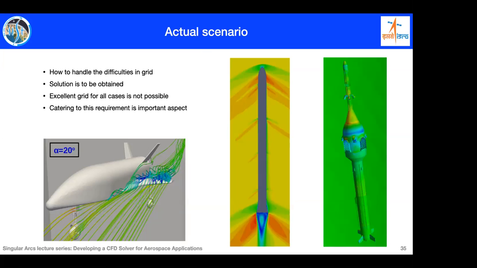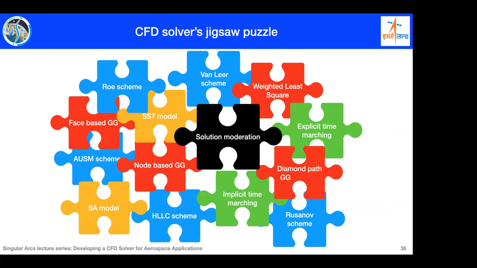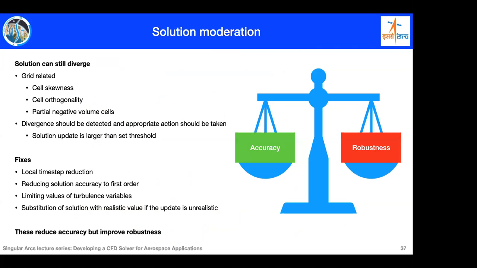And even with such grids, we would like to get good solutions. For that, one key piece in this puzzle is solution moderation. The other pieces are what we have already seen: gradient calculation, turbulence modeling, convective flux schemes, implicit time marching. But solution moderation is a key piece which is required for an industrial-level CFD solver to handle all these grids. So what is solution moderation? We are now going to use some ad hoc strategies. It is not theoretically shown or proven, but is based on experience only.